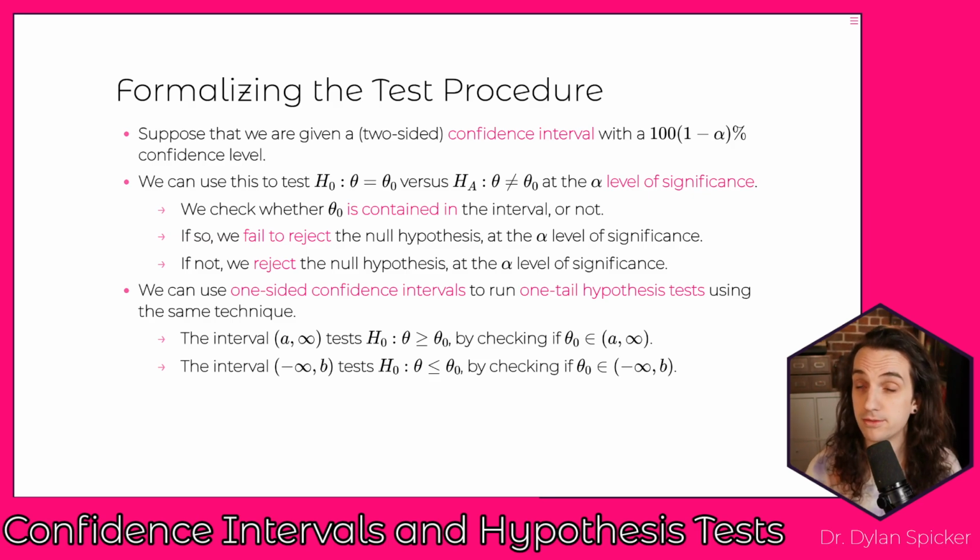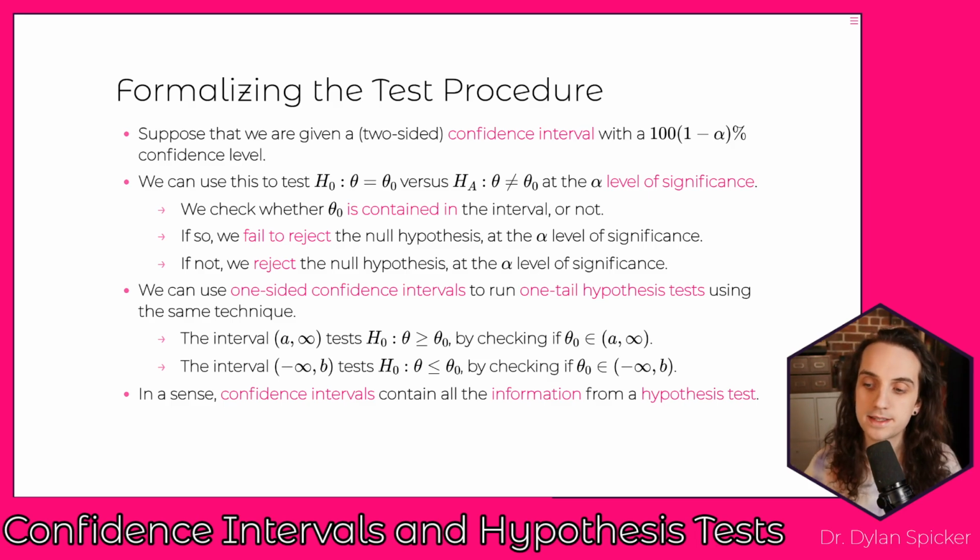If you have the upper bounded interval, right, so from negative infinity up to b, then you can test the null that theta is less than or equal to theta naught by checking if the null value is in the interval. Okay. So in some sense then, confidence intervals are containing all of the information from a hypothesis test. If you want to do a hypothesis test and you have a confidence interval, as long as those levels of significance match, then you have the same information contained in both. This can be a very useful reason for reporting confidence intervals, because then you get the confidence interval, which contains information on the uncertainty, but you also implicitly get a hypothesis test.